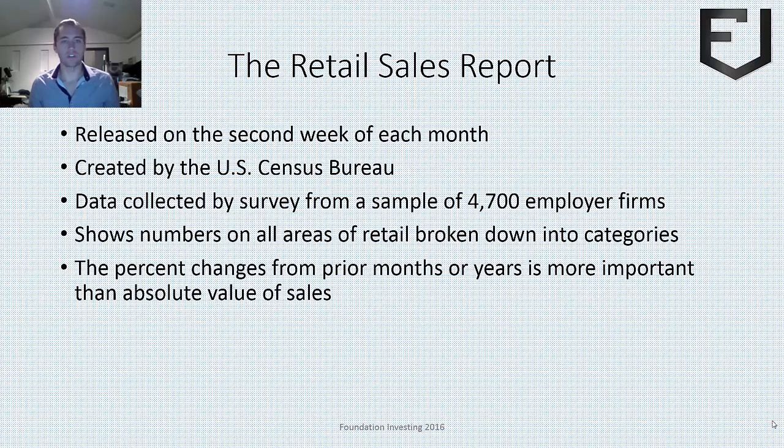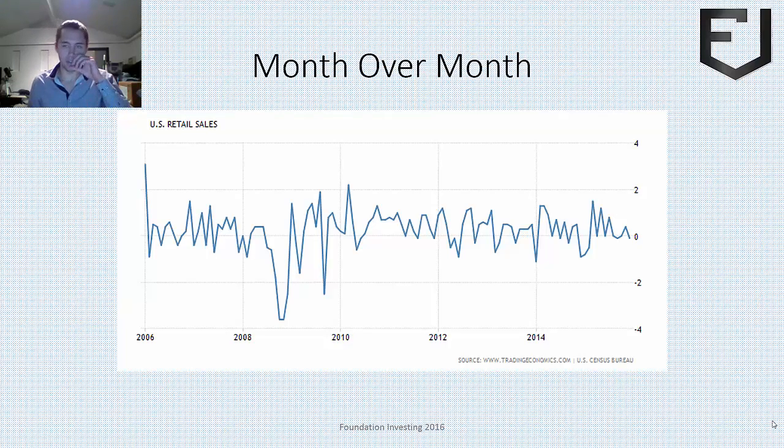So here's what a month over month graph looks like for US retail sales. As you can see here, it oscillates between 2 and negative 2%. So the fluctuations aren't that large. It's pretty choppy, pretty noisy. Personally, I don't like looking at this because it indicates too much noise to me, although you'll hear the media report this number a lot.